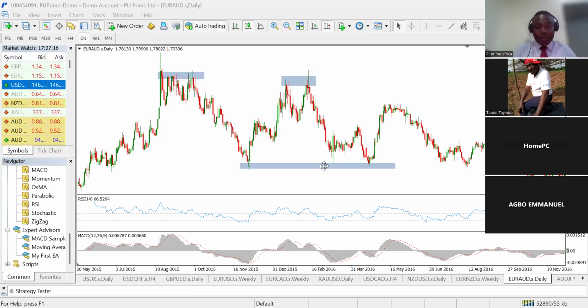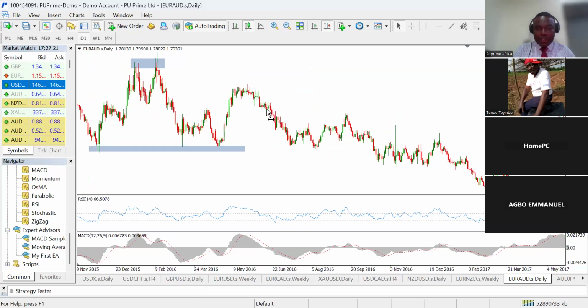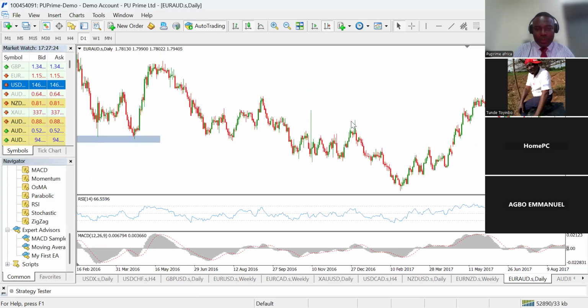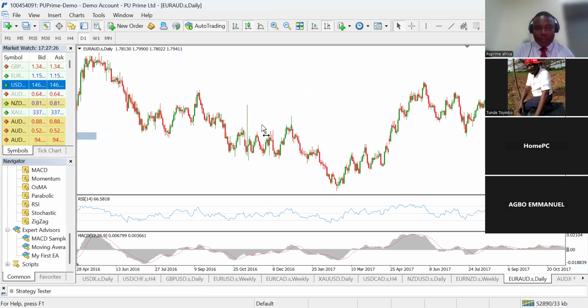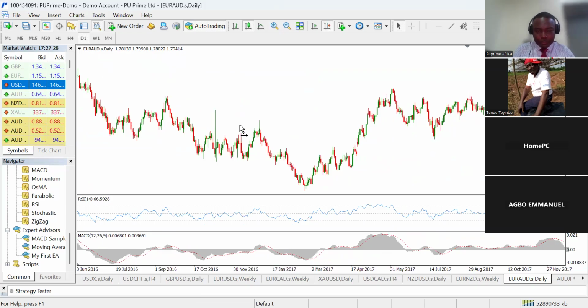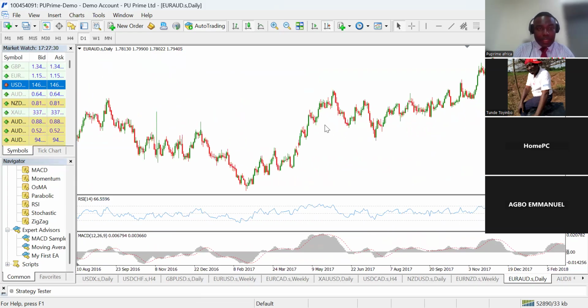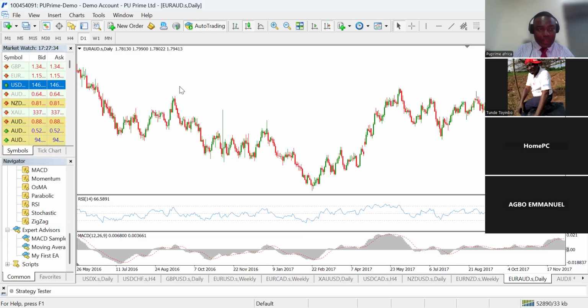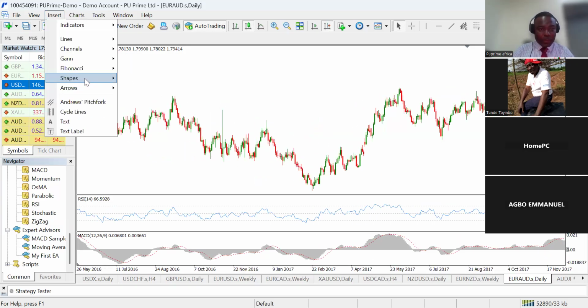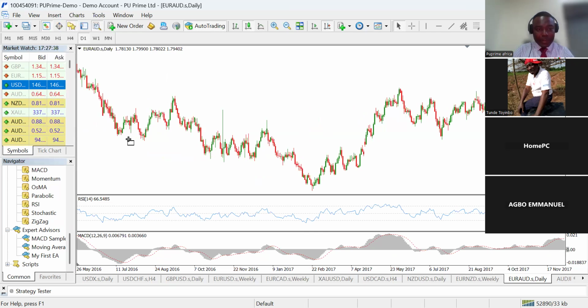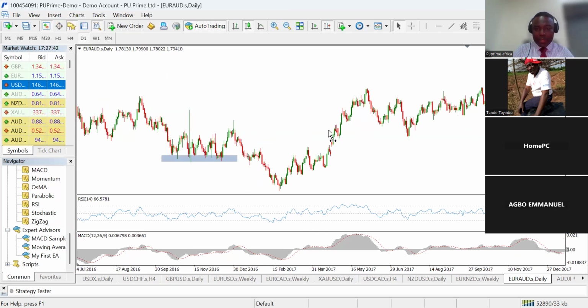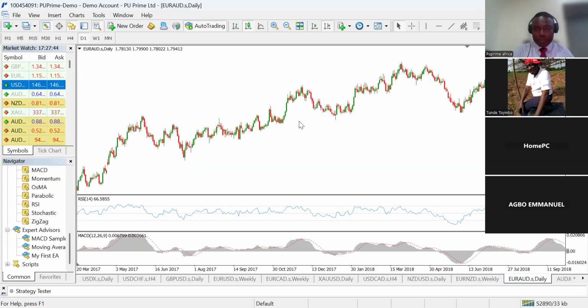So that means that resistance and support worked in 2015 and 2016. So we keep now dragging to the front and checking in recent times if it still worked. This is 2016. Now this is daily time frame. If we scale down lower to 4 hours, definitely we'll see more. But I've identified one again on the daily time frame. This is a support. Support worked again in 2016. Let's keep moving forward.